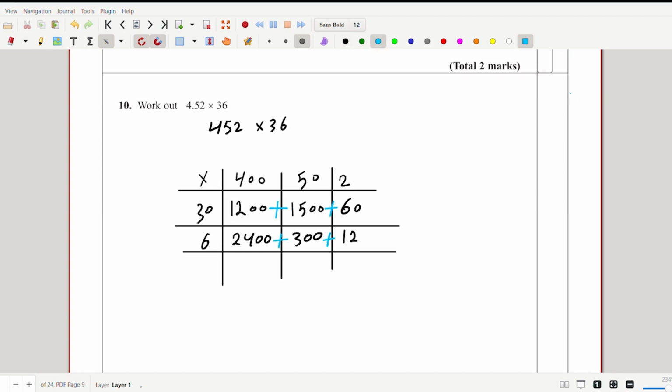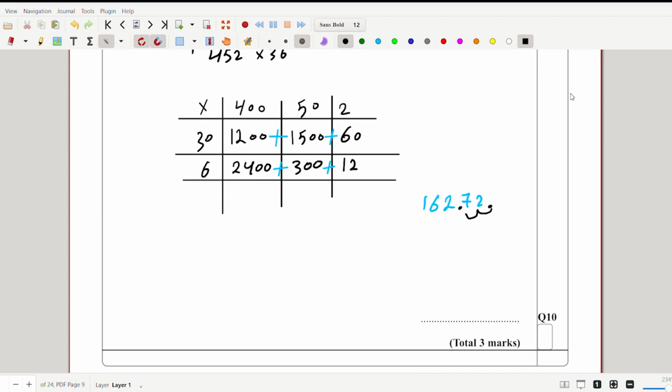You can find the answer, which is 16,272. And don't forget that there is a decimal point here, with 2 decimal places. So from the right, move the decimal point 2 places, 1, 2, and place it here. Now our answer will be 162.72.